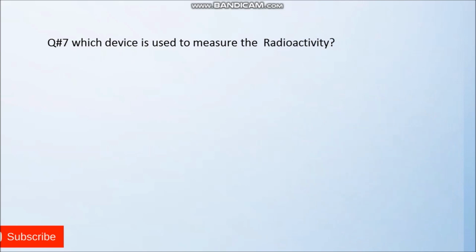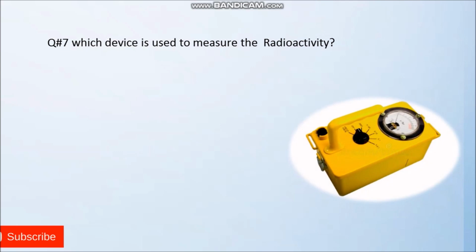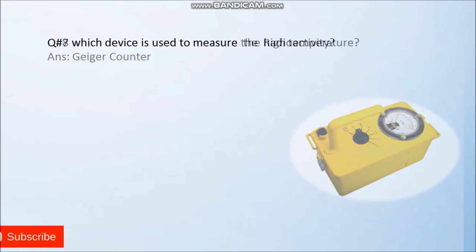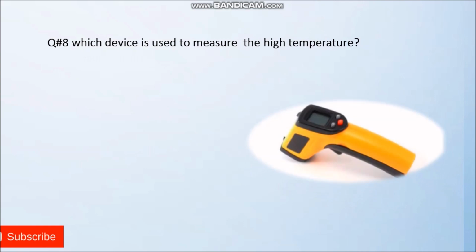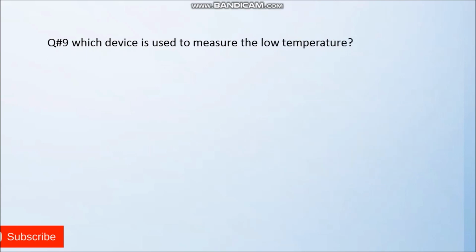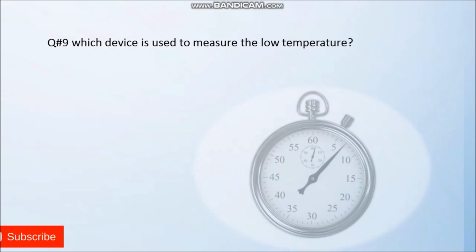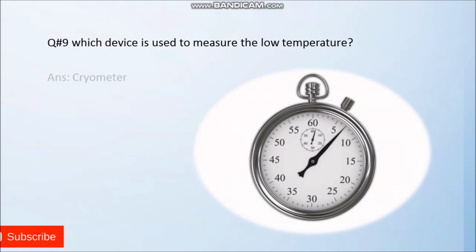Question number 7, which device is used to measure the radioactivity? Answer is Geiger counter. Question number 8, which device is used to measure the high temperature? Answer is pyrometer. Question number 9, which device is used to measure the low temperature? Answer is cryometer.